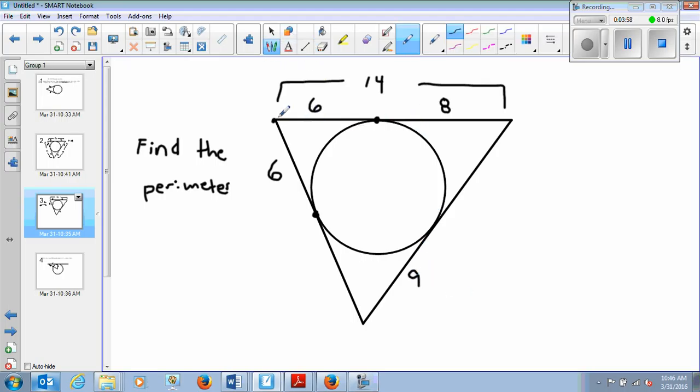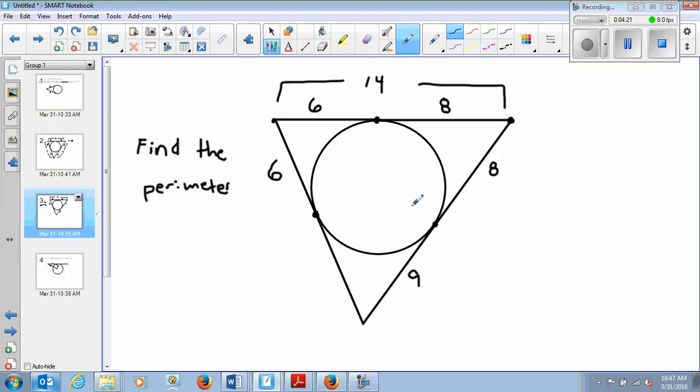So here we have that this is 6, the whole thing was 14, so this is 8. Now again, here's a tangent line, here's a tangent line. These two tangent lines intersect right there. So from the circle to where they intersect is going to be the same distance. So that also has to be 8, because that was 8. We found that from subtracting 6 from 14.